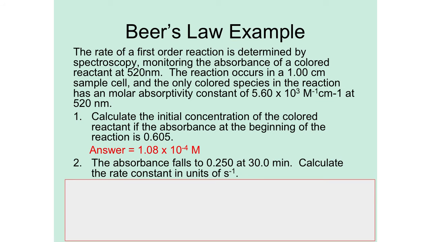All right, then in our second calculation, so this is all the same, just copied over so that we have all the information there as a reference. So in our second part here, the absorbance decreases after 30 minutes. Now that makes sense because the concentration is going to decrease over time. So as the concentration decreases, the absorbance would also decrease. Calculate the rate constant in units of per second because it is a first order reaction.